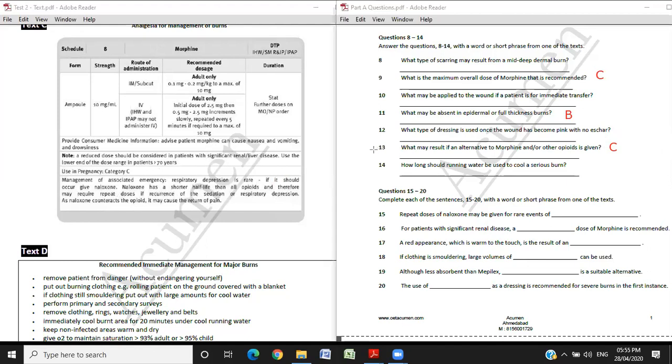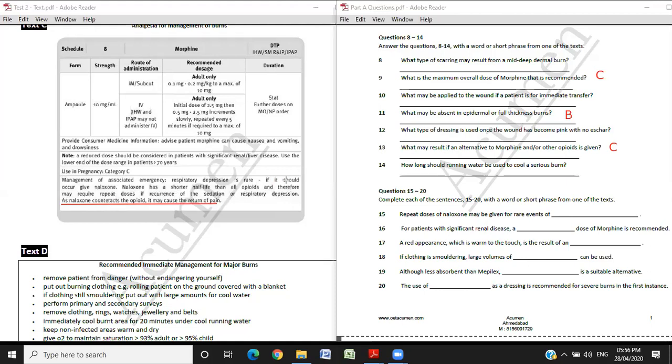So what may be given, what may result in? We were looking for side effects, so it has to be somewhere here. Now my keyword is antagonist, so I can find it here. Naloxone is an antagonist, but again the question is asking what may result. So naloxone is an antagonist, but what may result?